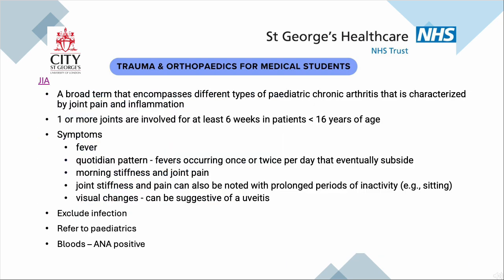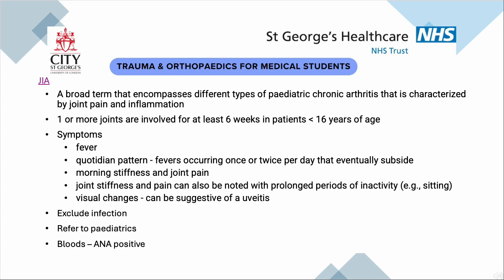Still on that painful arm of children who are limping between the age of 3 and 12, though this can be the older child as well, is JIA, which stands for juvenile idiopathic arthritis. And it's a broad term that encompasses lots of different types of chronic arthritis that affect children. And it's really characterized by joint pain and inflammation. And it needs to be 1 or more joints that are involved for at least 6 weeks in patients less than 16 years of age.